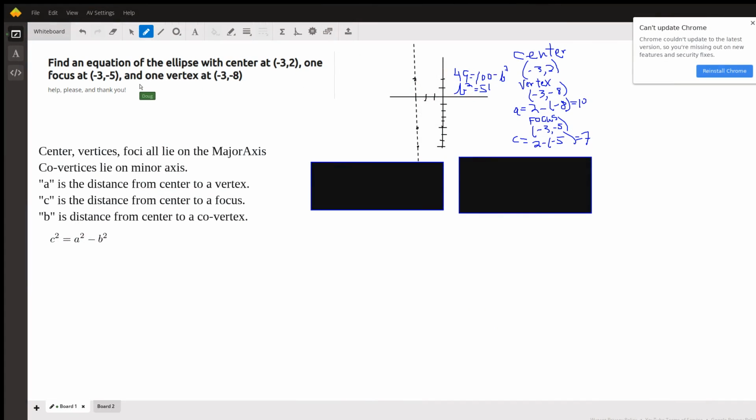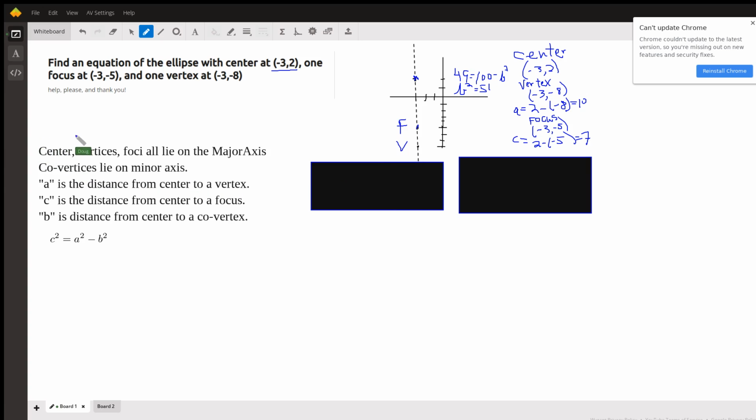Okay, we're given three pieces of information about an ellipse. The center's at (-3, 2), which I've depicted right here in a little sketch. One of the foci is at (-3, -5), which is right here, so I'll put a little F right there. And one of the vertices is at (-3, -8).